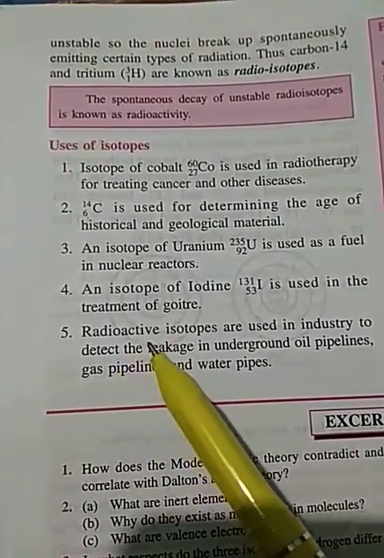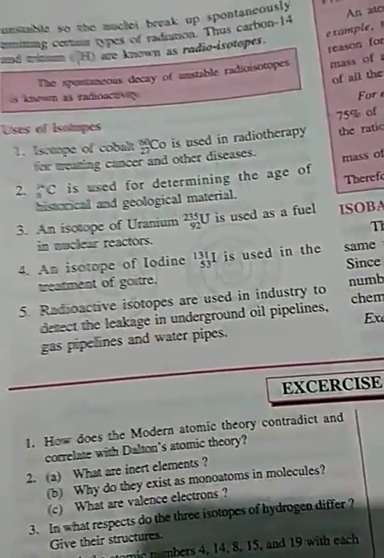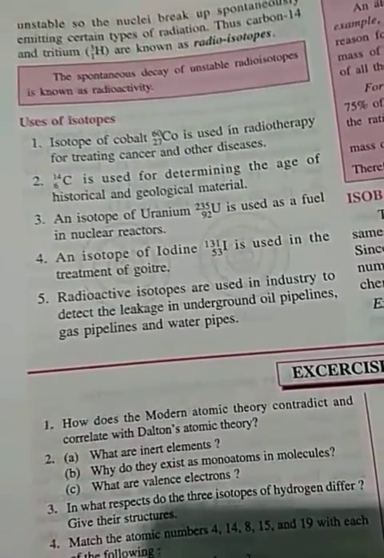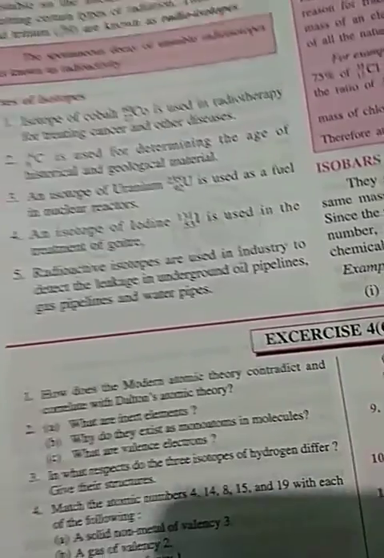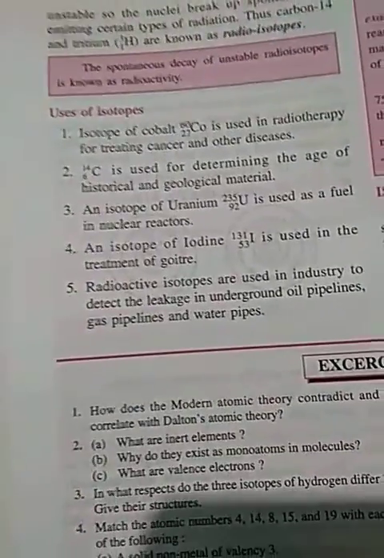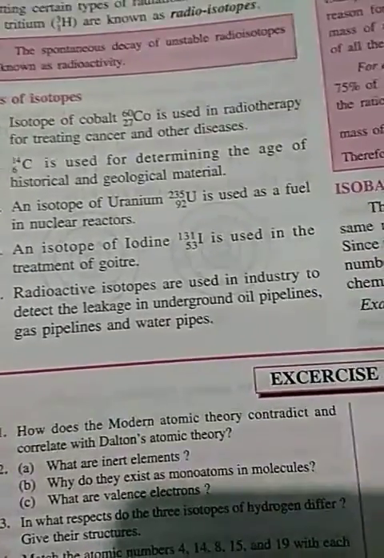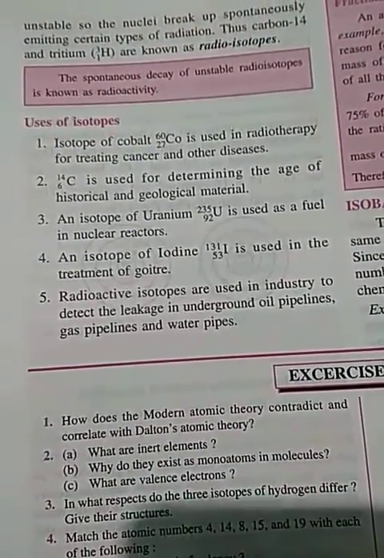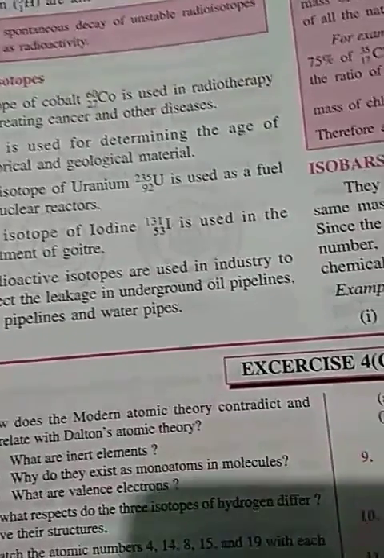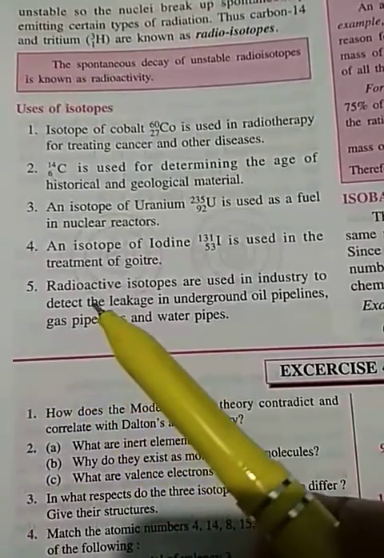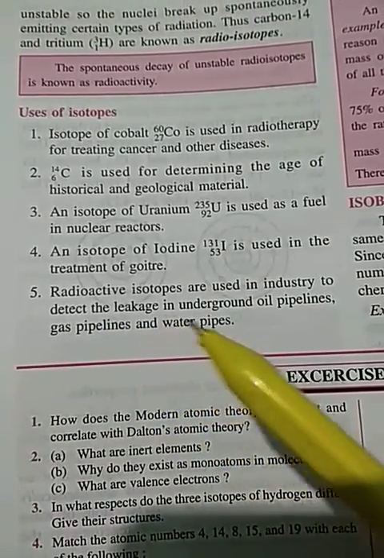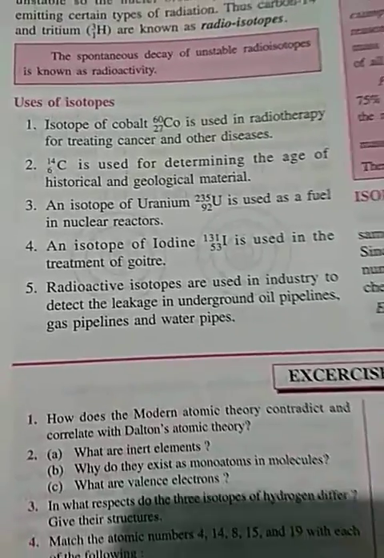These are radioactive isotopes. What is a radioactive substance? In short, most of the metals are radioactive substances, though many nonmetals also have radioactive isotopes. Radioactive substances emit alpha rays, beta rays and gamma rays. You will study the emission of alpha, beta and gamma rays in detail in physics in class 10, chapter 12, modern physics. Radioactive isotopes are used in industry to find out if there is any leakage in underground pipes, gas pipes or water pipes.